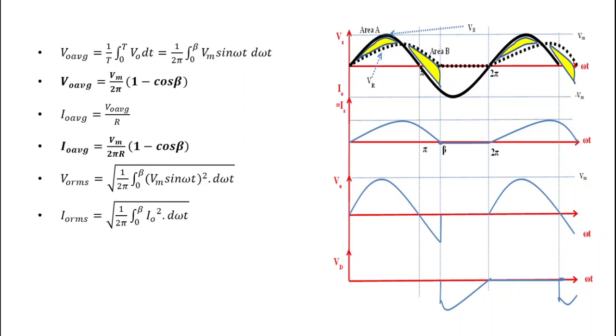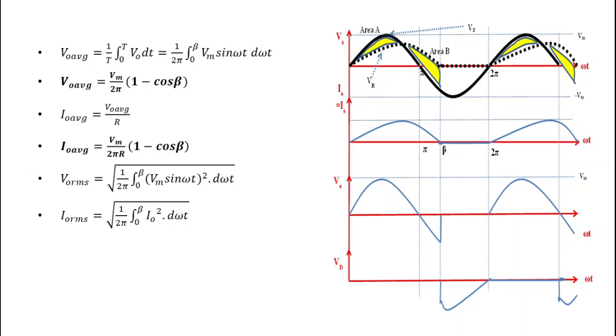RMS value is equal to under root of 1 upon 2 pi integration 0 to beta Vm sin omega t d omega t. So in this way we can calculate the RMS value of output voltage. What is RMS value of output current? RMS value of output current is equal to under root of 1 upon 2 pi integration 0 to beta equation of output current d omega t.